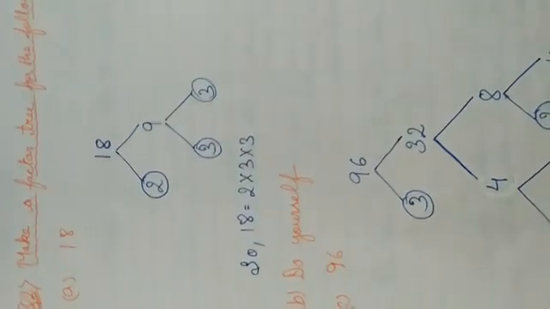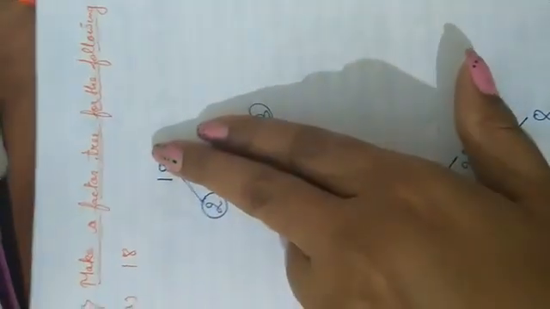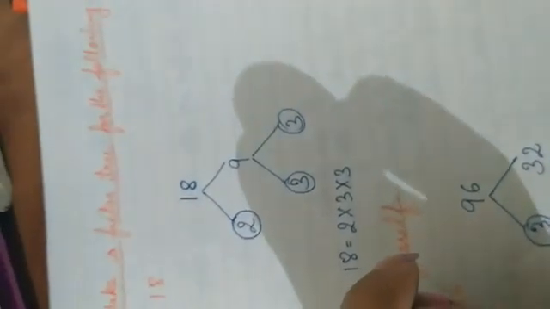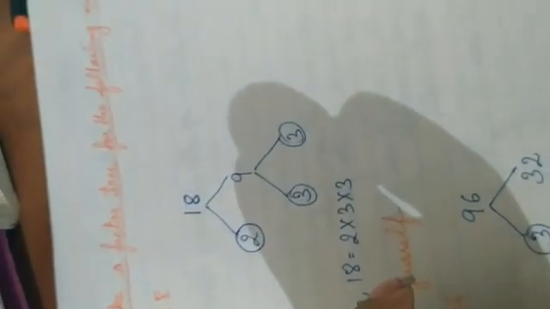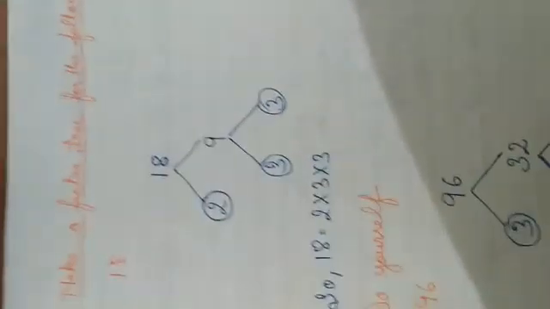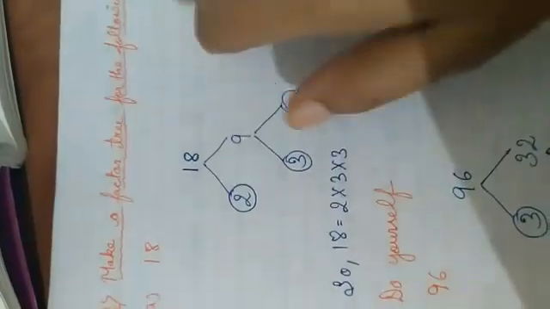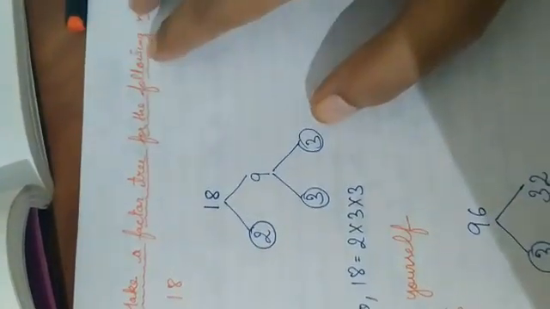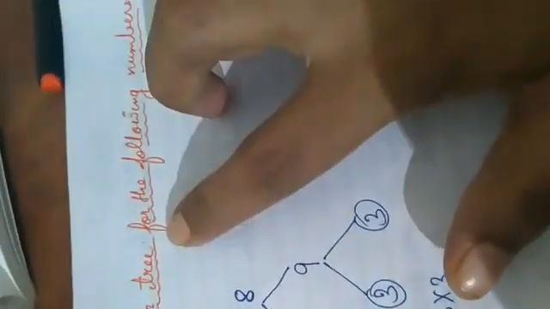Now we will do the next question, which is based on prime factorization. Prime factorization is to write a number as a product of its prime factors. Prime factorization is of two types: one is the factor tree method, and another is the repeated division method.